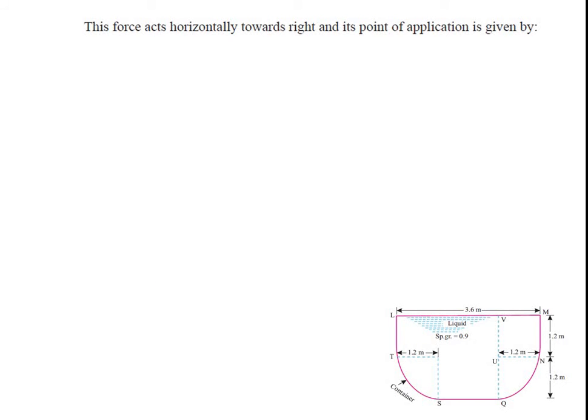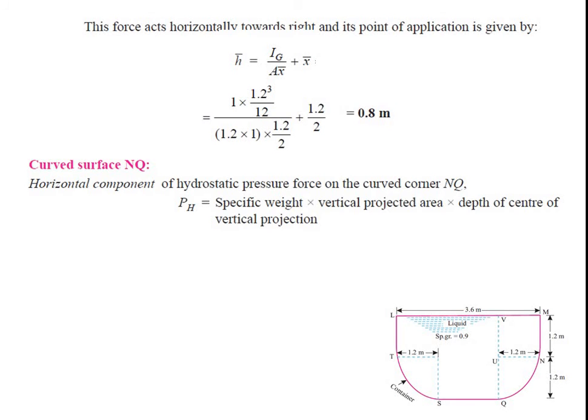6.357 kilonewton. This force acts horizontally towards the right, and its point of application is given by h bar = Ig/(A x bar) + x bar. Again Ig is nothing but b cube by 12, so it is 1 into 1.2 cube divided by 12. By that it comes to 0.8 meter.